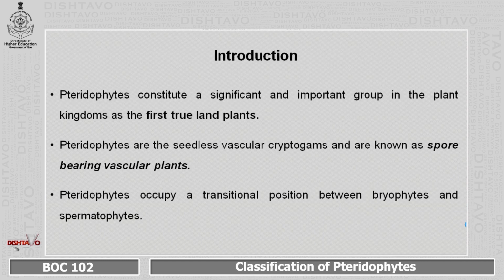Introduction. Pteridophytes constitute a significant and important group in the plant kingdom as they are the first true land plants. Pteridophytes are seedless, vascular cryptogams and are often called the spore-bearing vascular plants. They occupy an important transitional position between the bryophytes and the spermatophytes.